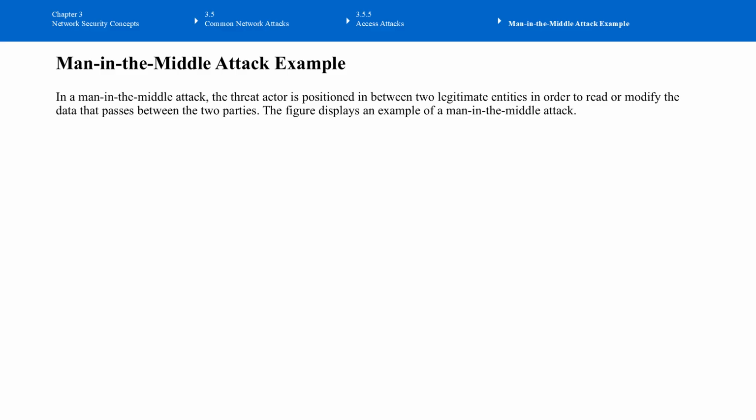A man-in-the-middle attack occurs when a threat actor secretly positions themselves between two legitimate communication parties.